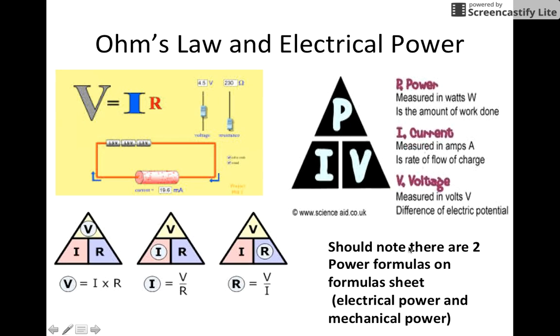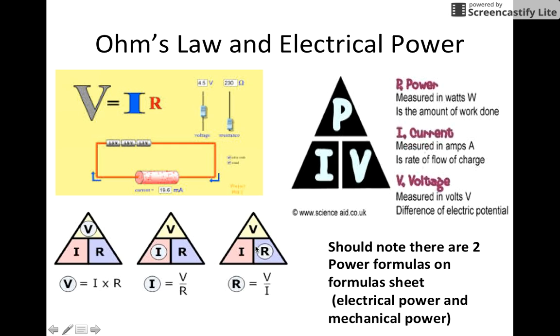They should note there's two different power formulas on the formula sheet. They used one for mechanical power when they did it in the sports curriculum. Now this is about electrical power, so you might want to talk about that with students, which formula they need to use for which situation. And they need to know how to manipulate and change these formulas around.